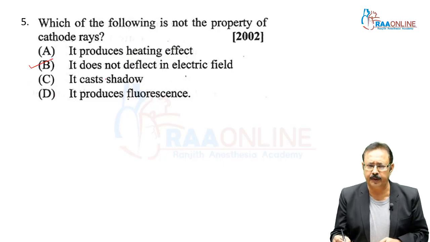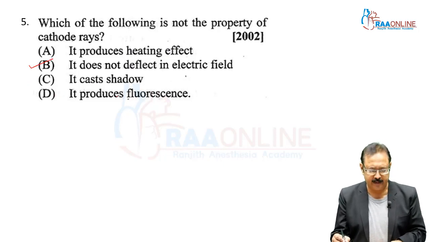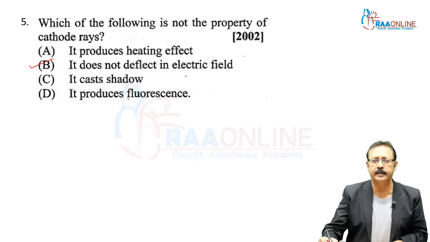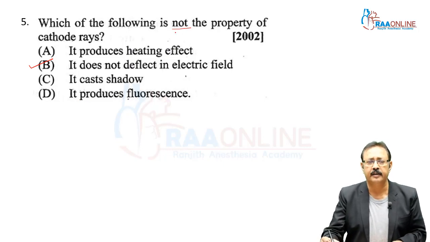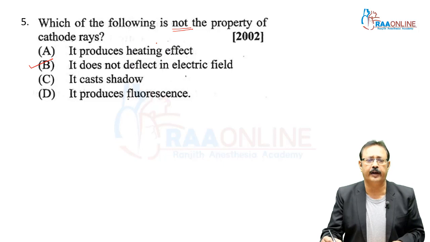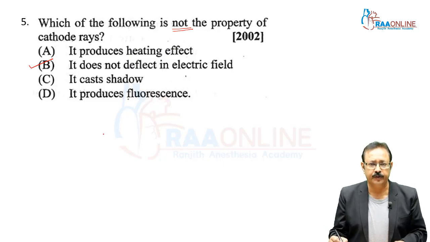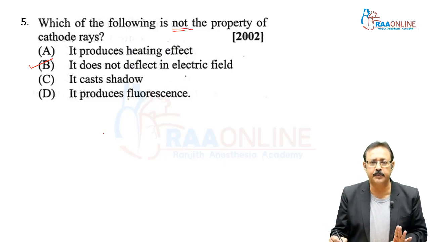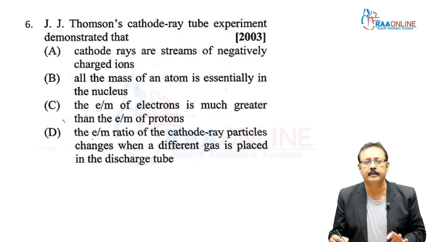It casts shadow, yes. It produces fluorescence, yes. Since the question says not, meaning which is not the property of cathode rays. Since these are fast moving electrons, they will deflect in electric field. So the wrong answer is it does not deflect in electric field.